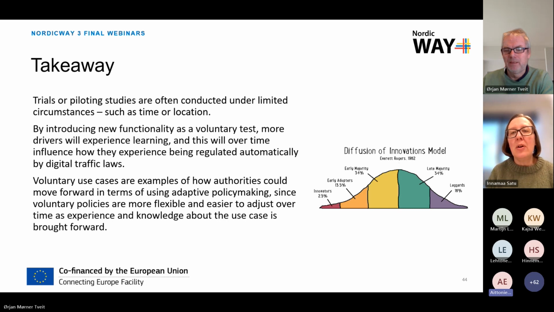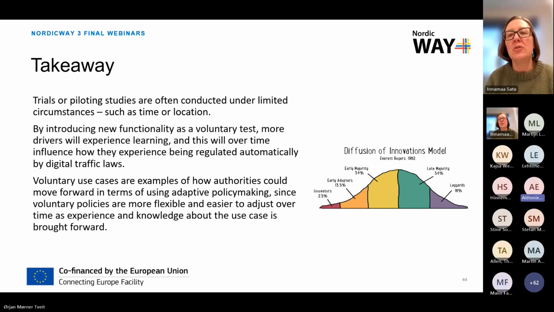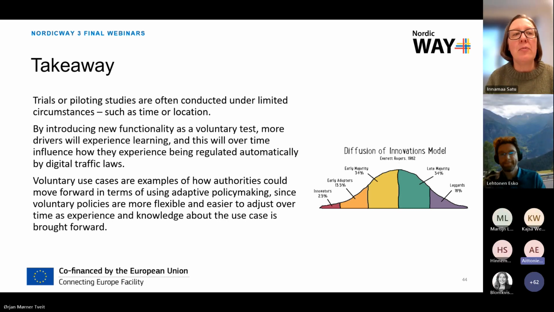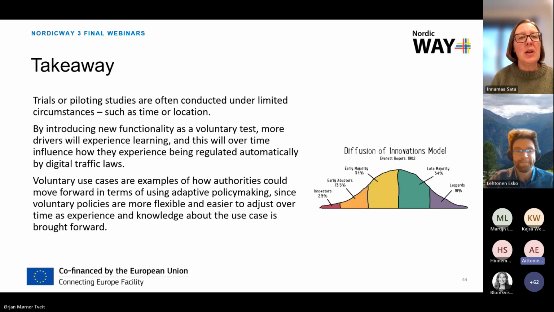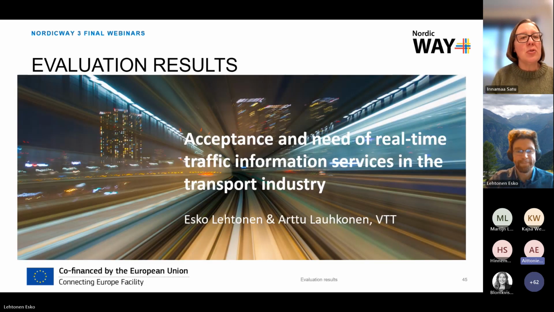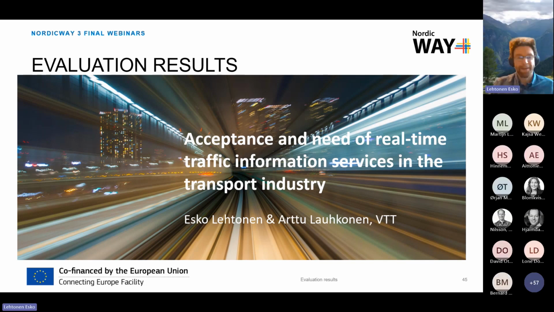And then we will continue to the next presentation, which is related to acceptance and need of real-time traffic information services in the transport industry. This is a study coming from Finland. And my colleague Esko Lehtonen, who's a senior scientist here at VTT, will do the presentation. And I hope that, Esko, you are able to take control of the slides now. Thanks. Looks like that if you see the title slide.